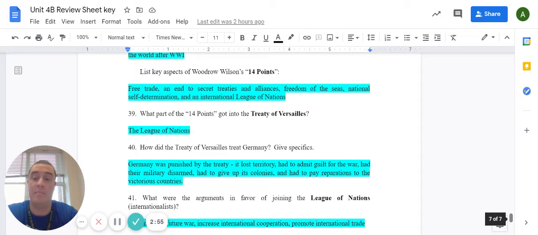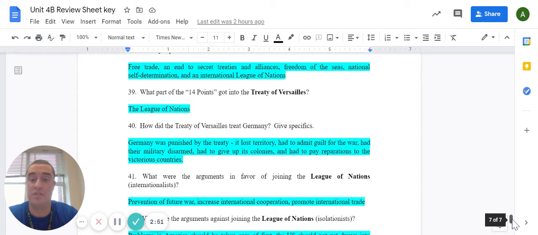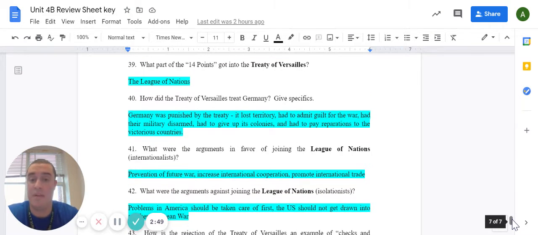39. In actuality, the only part of Wilson's 14-point proposal that actually got put into the Treaty of Versailles was the League of Nations.